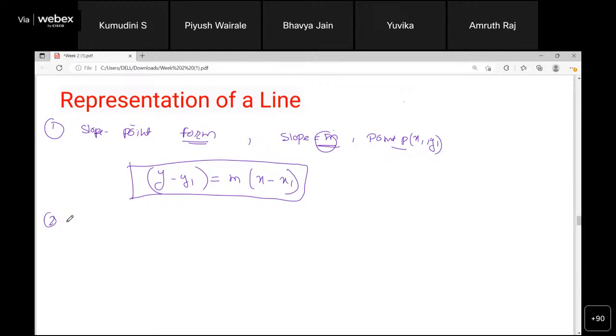Now another case is the two point form. Instead of slope, we are given two points, right? So I have these two points on the x and y axes, say P and Q. I need to find out the equation of a line passing through these two points. The same formula I can use here by replacing m.